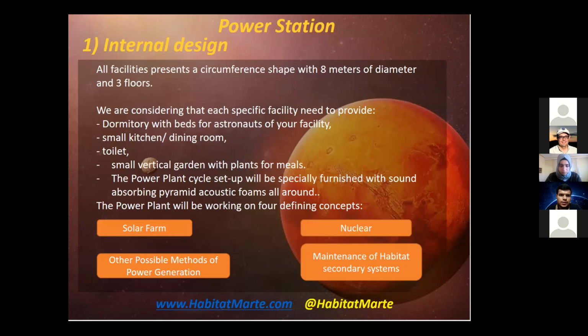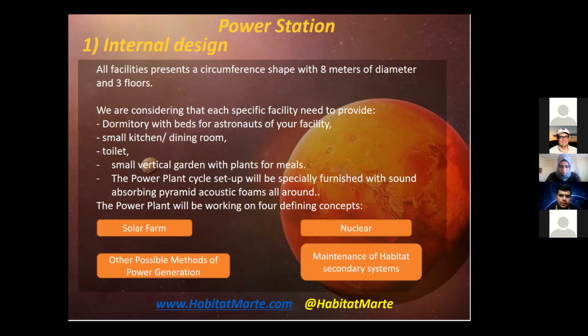Coming to the internal design, all the facilities have a circular shape with 8 meters of diameter and 3 floors. We are considering that each specific facility needs to provide a dormitory with beds for astronauts, a small kitchen or dining room, a necessary toilet, and a small vertical garden with plants for meals. The power plant cycle setup will be specially furnished with sound absorbing pyramid acoustic foams all around. The power plant will be working on 4 different concepts.